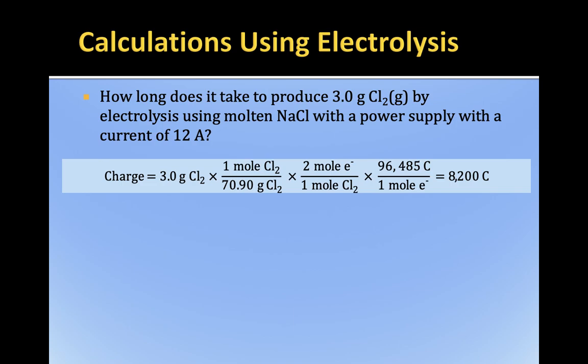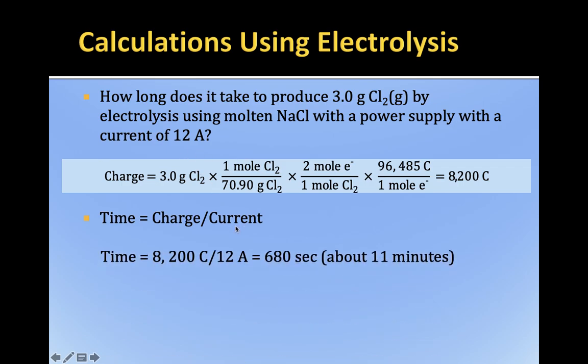Now that we know the coulombs necessary, keep in mind that if we rearrange our equation, we'd multiply time up, and then we would divide our current over. If we now know our charge, our coulombs necessary, we can divide by the current being applied, in this case the 12, to figure out the total time it would take. In this case, it would be 680 seconds, or about 11 minutes, to get 3 grams of super poisonous chlorine gas to bubble off of our molten sodium chloride solution.